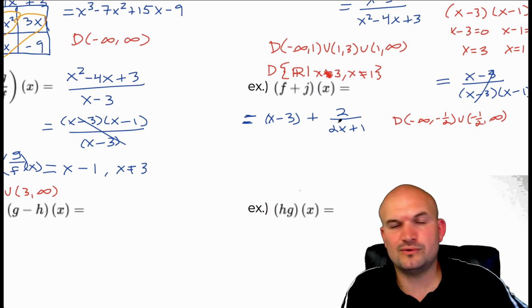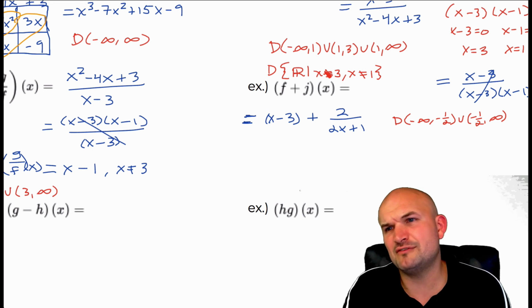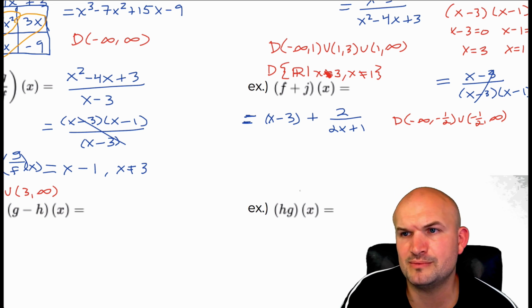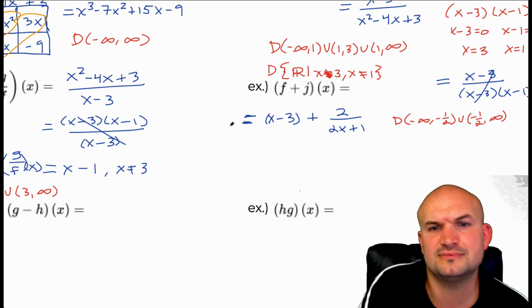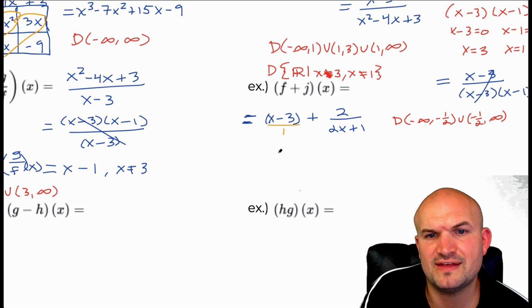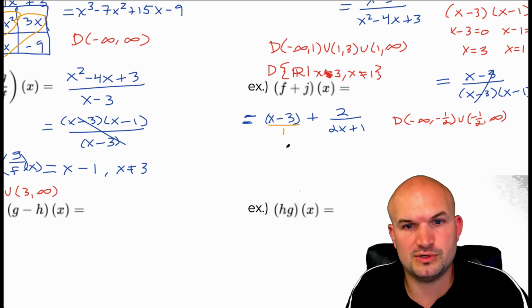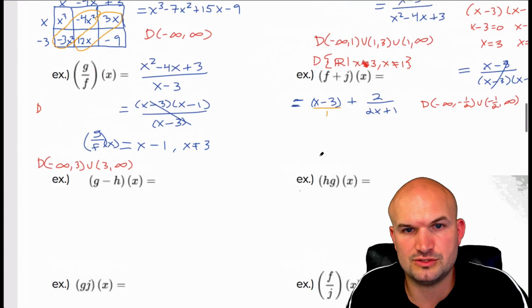Now, typically, we can have a little fun with this. I guess we can determine, let's get common denominators and see what we could do here. So we could think of that as over 1. So if I wanted to get common denominators, let's zoom in one more time. Now zoom in, not zoom out.